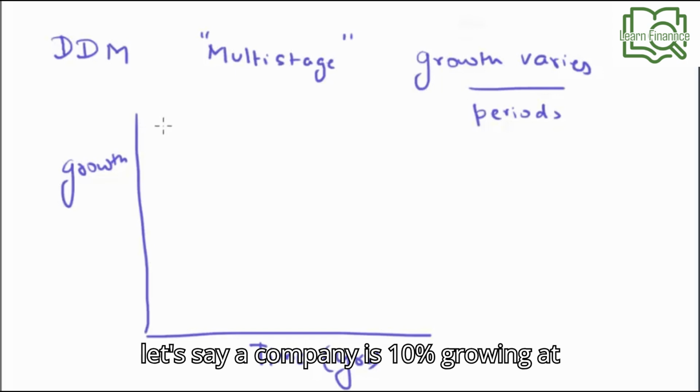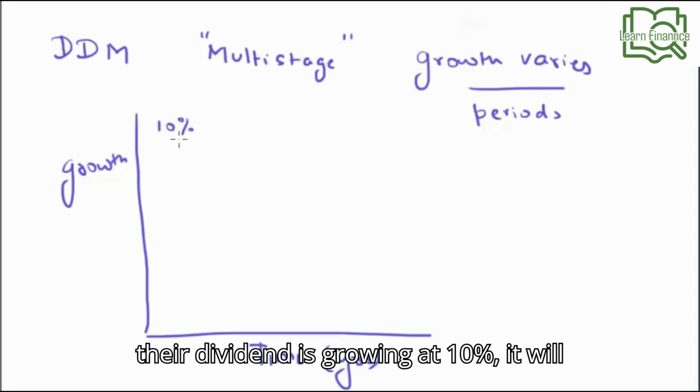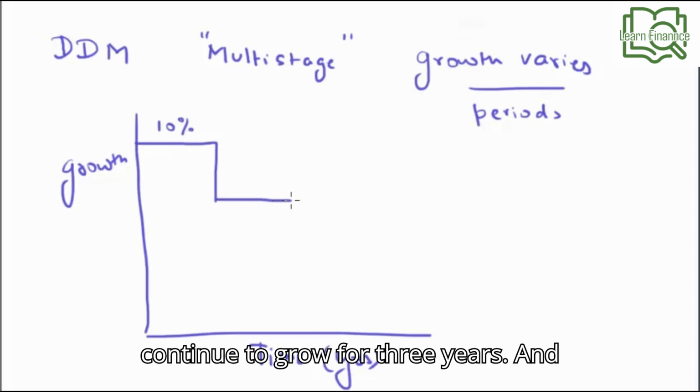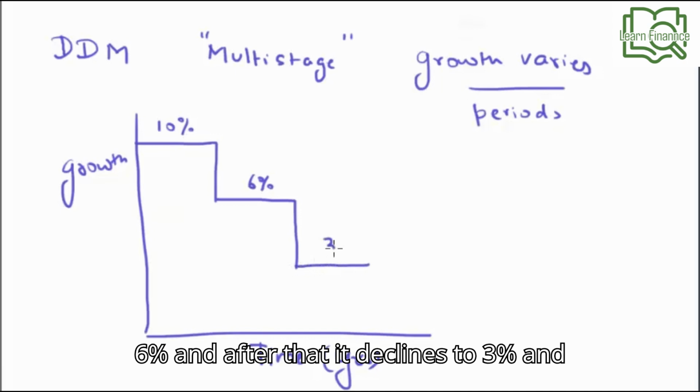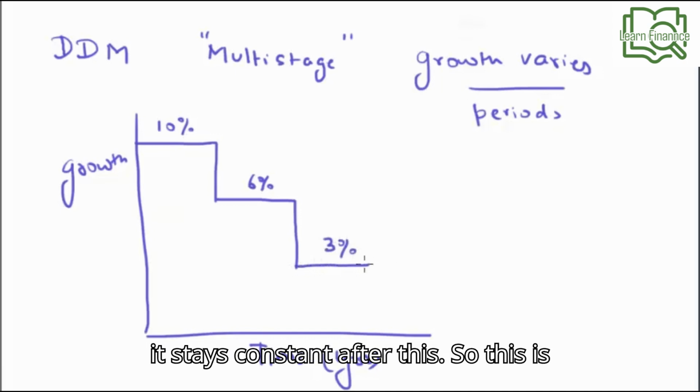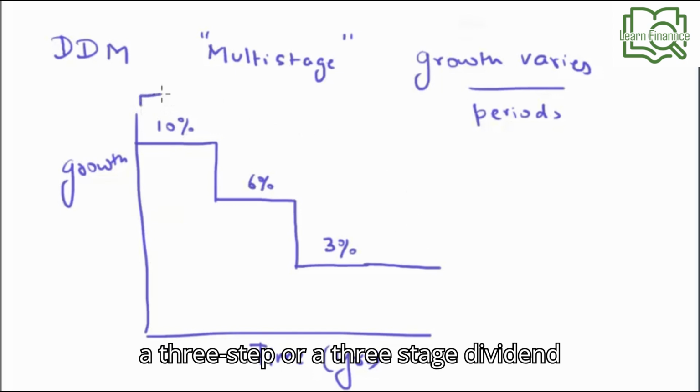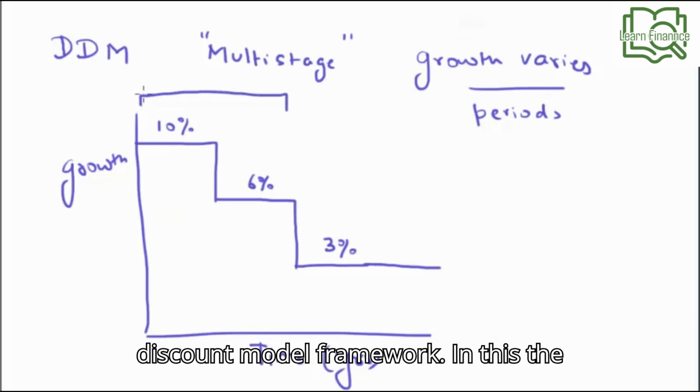Let's say a company's dividend is growing at 10%. It will continue to grow for 3 years, and after that it will decline to, let's say, 6%, and after that it declines to 3%, and it stays constant after this. So this is a 3-step or a 3-stage dividend discount model framework.